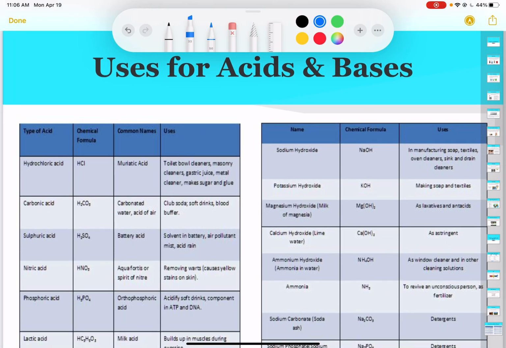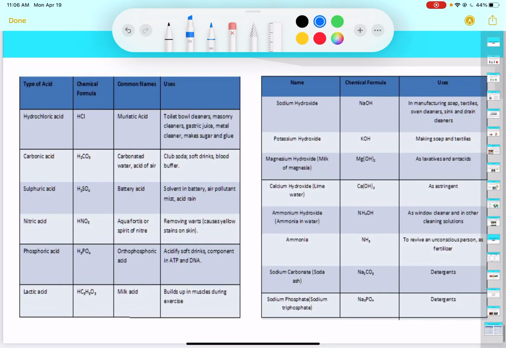Here's some uses for acids and bases. So there's some different ones here. Hydrochloric acid is the first one. It's used for toilet bowl cleaner, cleaning masonry, so I guess that's bricks. It's in our stomach, so our gastric juices, metal cleaners, make sugar and glue. Okay, so we need hydrochloric acid to create those things. There's lots of different things here.